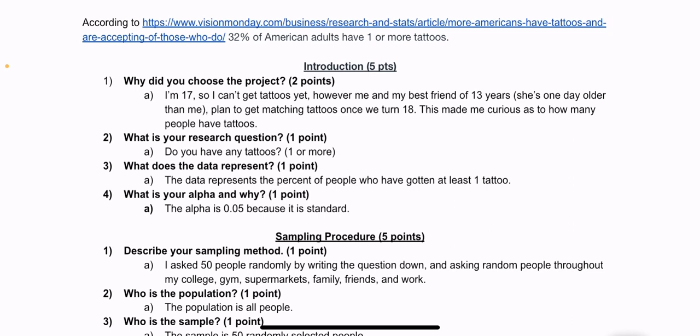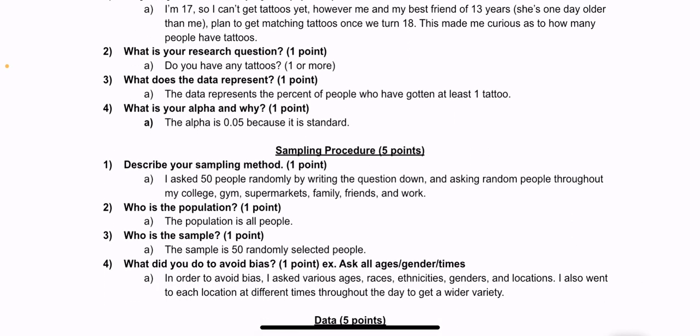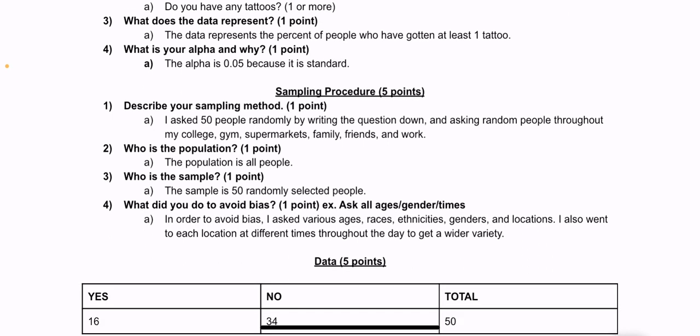My research question is, do you have tattoos? Just one or more. The data represents the percent of people who have gotten at least one tattoo. The alpha is 0.05 because it is standard.